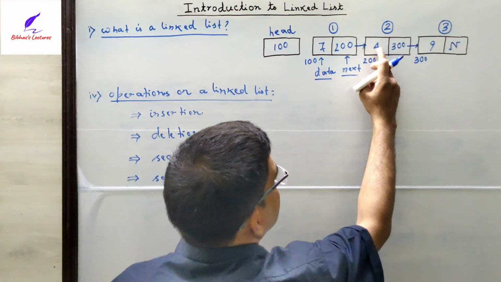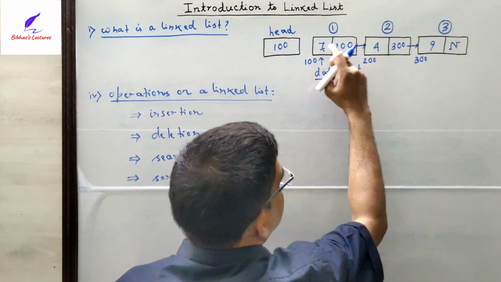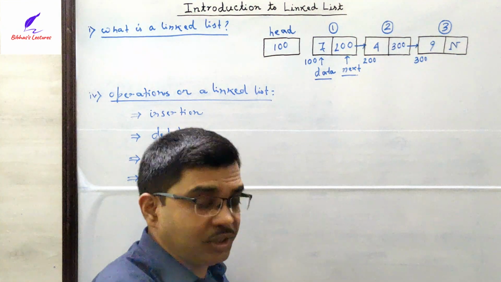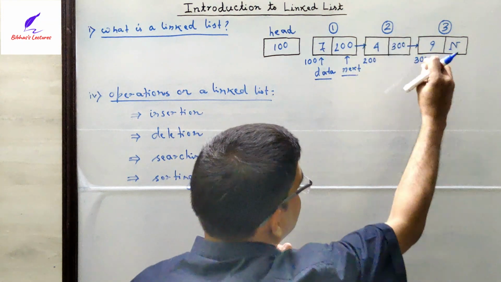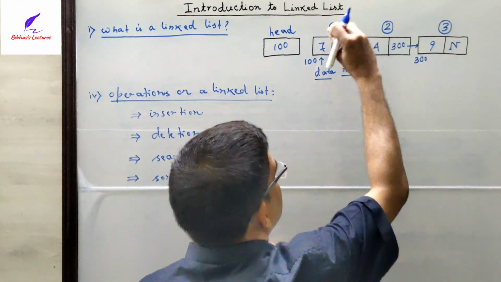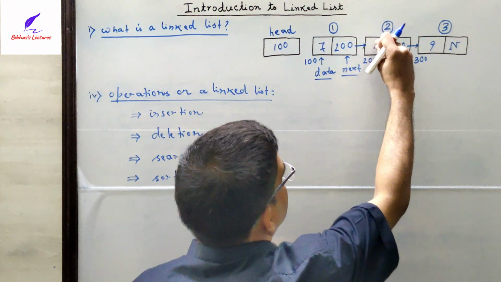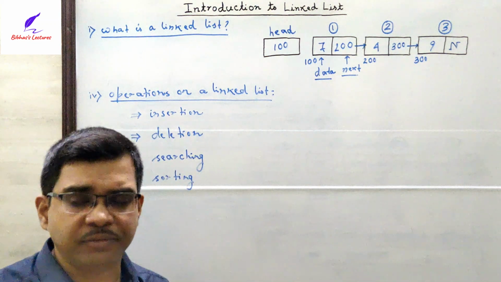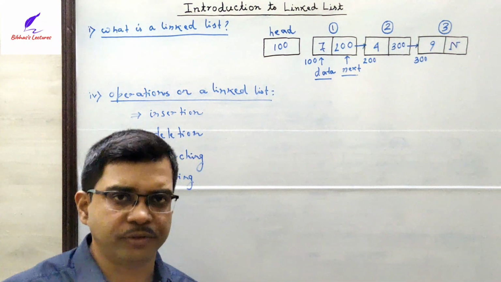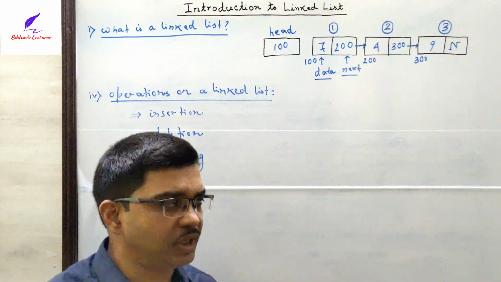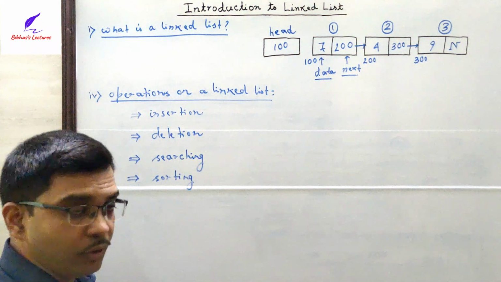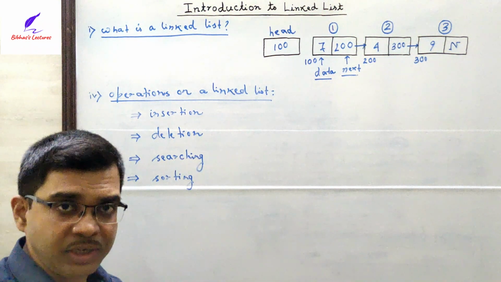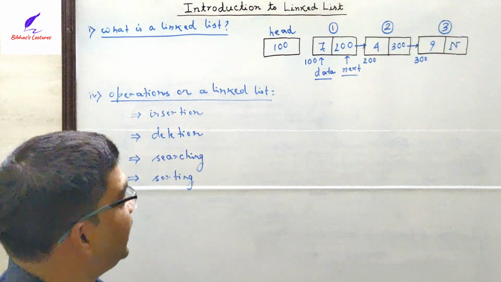So after sorting, the data will be arranged like 4, 7 and 9 if you want to sort in ascending order. Similarly, if you want to sort the data part in descending order, the highest value 9 will come to the first node, followed by the second highest 7 and at last the 4. We can do this using any sorting algorithm, selection sort, bubble sort, merge sort, quick sort, whichever you want to follow, and this is the sorting operation which we can also perform in case of a linked list.